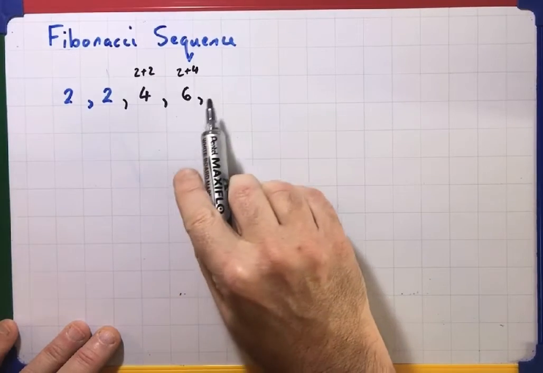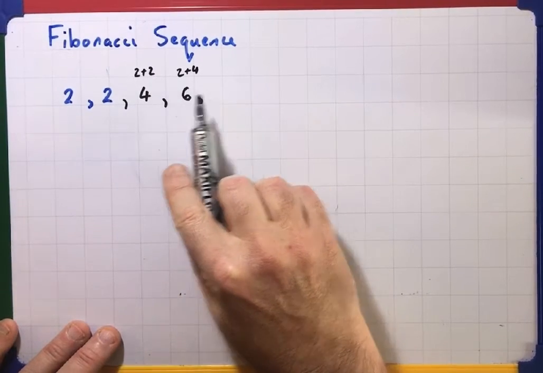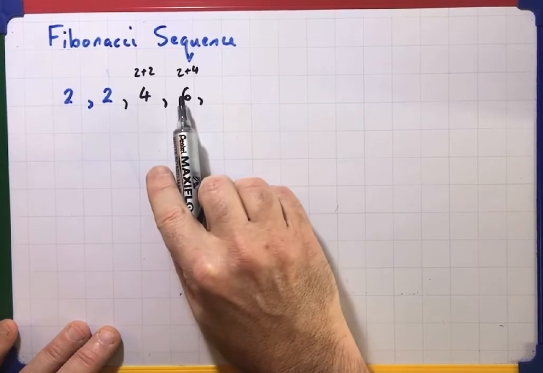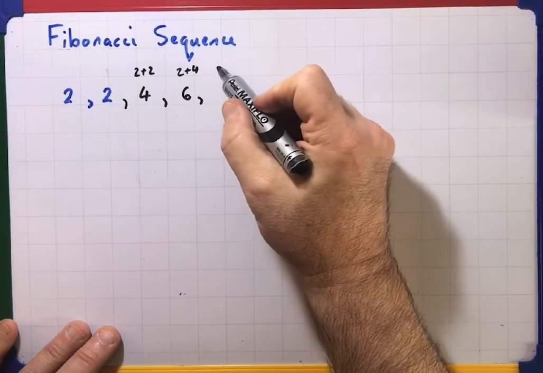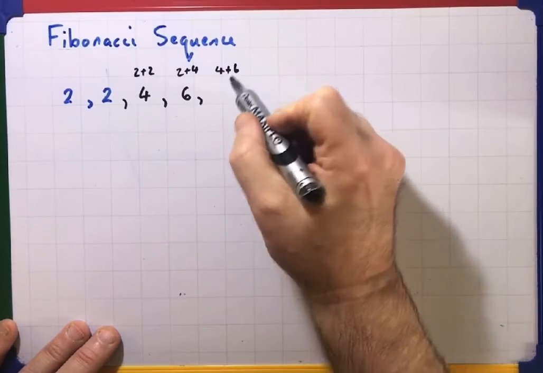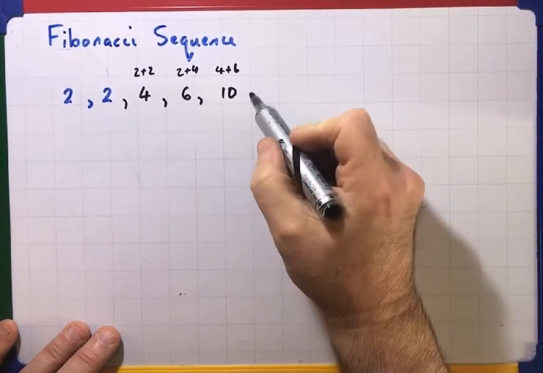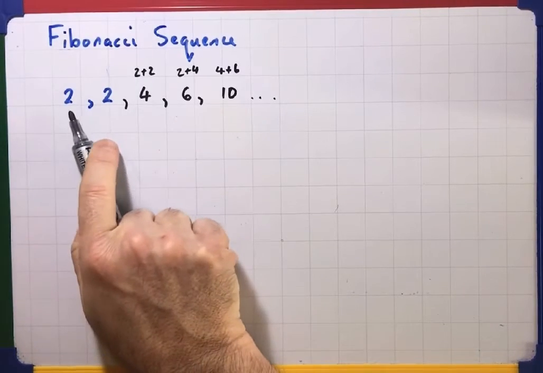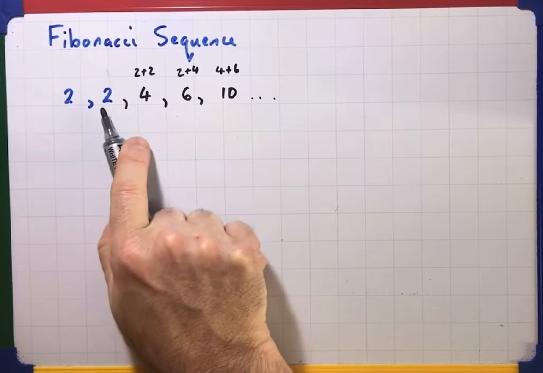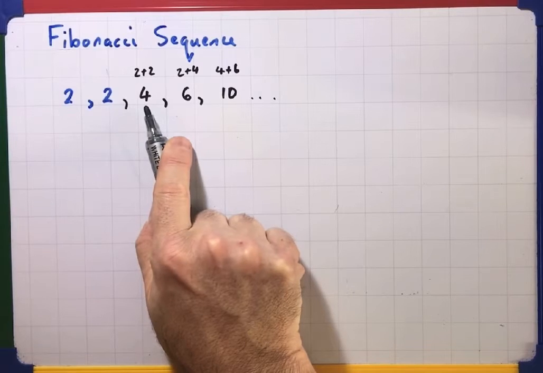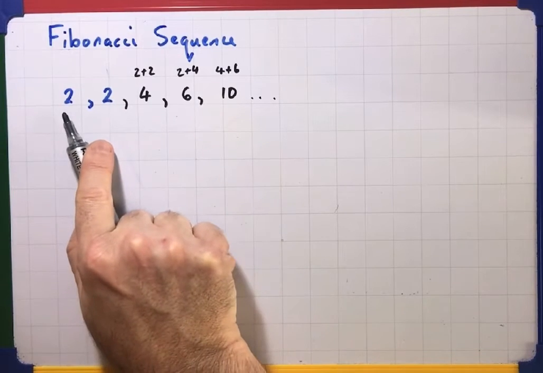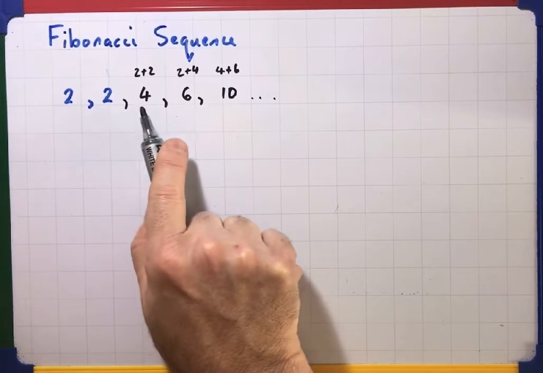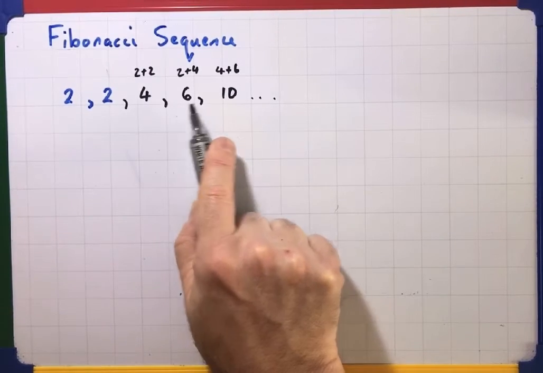Okay, and then if I wanted the 5th term, what I'd have to do is I'd do the 3rd and the 4th added together, which would be 4 plus 6, giving me 10. And it goes on forever, this sequence. So basically, you add the 2 terms before to get the next one. So let's go through that again. 2 plus 2 gave me 4. 2 plus 4 gave me 6, and so on.